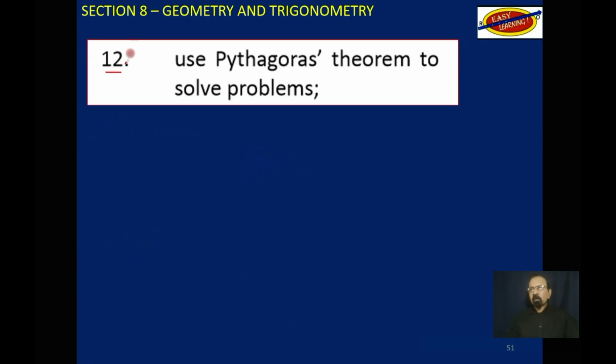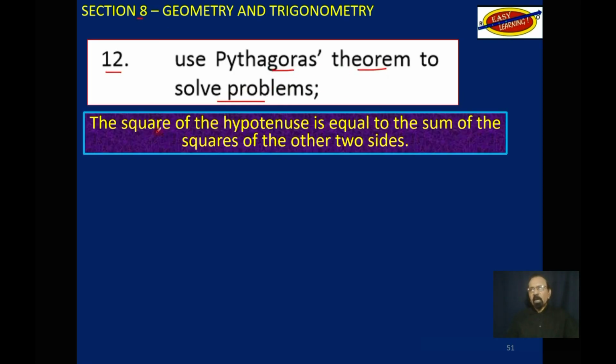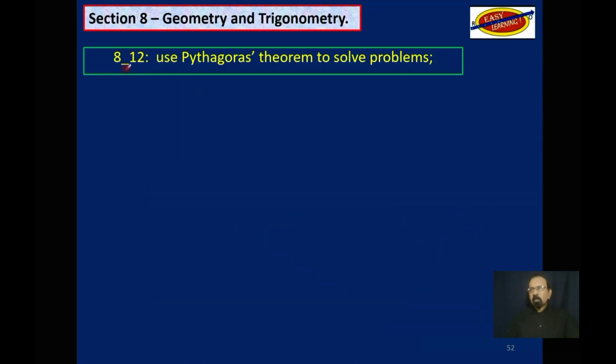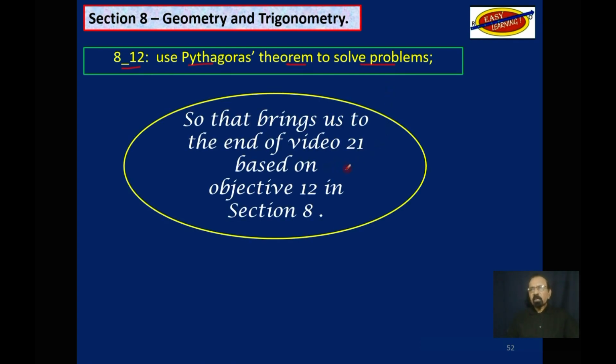So we were looking at this objective in section 12, use Pythagoras Theorem to solve problems. We have learned what Pythagoras Theorem is. The square of the hypotenuse is equal to the sum of the square of the other two sides. And we know that that must be in a right triangle because we are talking about hypotenuse. And you could only find hypotenuse in right triangles. So this is what we were just doing. Use Pythagoras Theorem to solve problems.